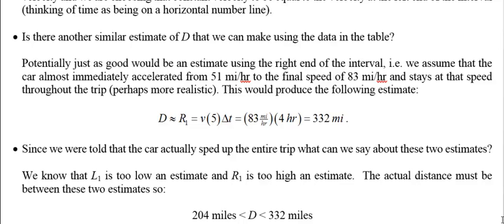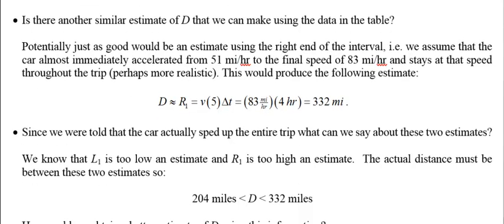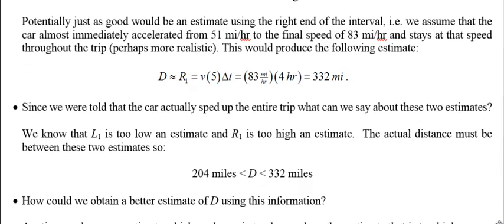Okay, well, we've got an estimate. We've got two estimates, 204 miles and 332 miles. Both of those are okay maybe, but that's also a pretty wide range. Okay, how can we get a better estimate? Using just the information we have, how can we get a better estimate than this?